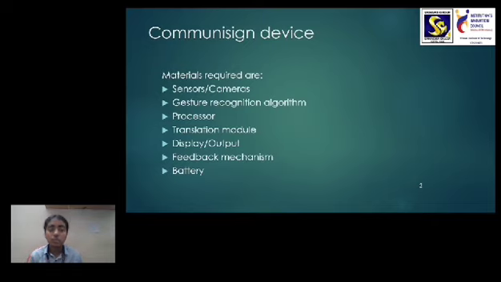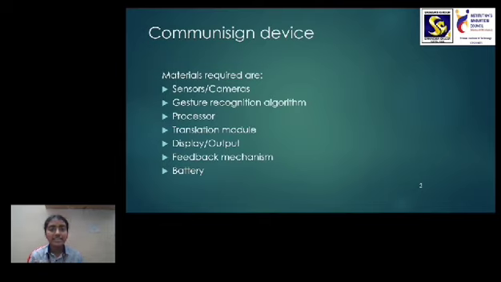So then they use a processor. A central processing unit or a microprocessor or microcontroller processes the data from the sensors and then it runs the gesture recognition algorithm. Then the translation module. The output from the gesture recognition algorithm is processed through a translation module that converts the sign language into its corresponding words or sentences.